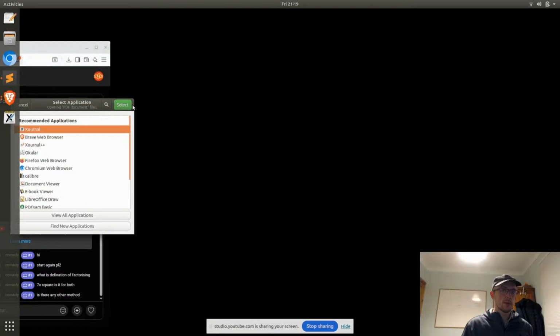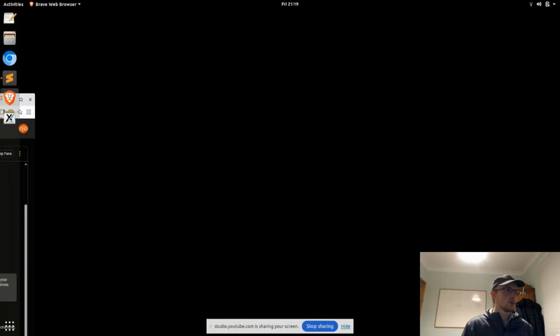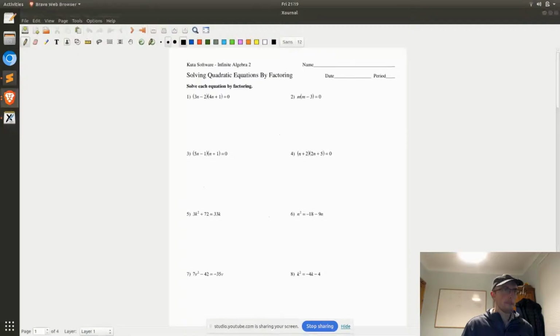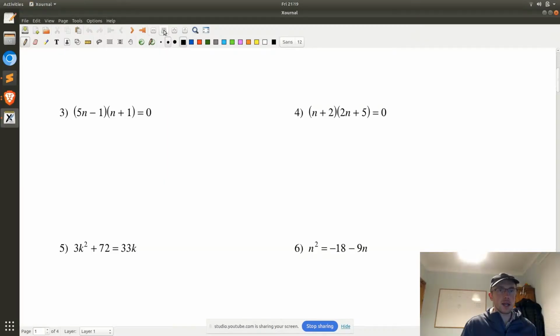Next up, we have solving equations by factoring.